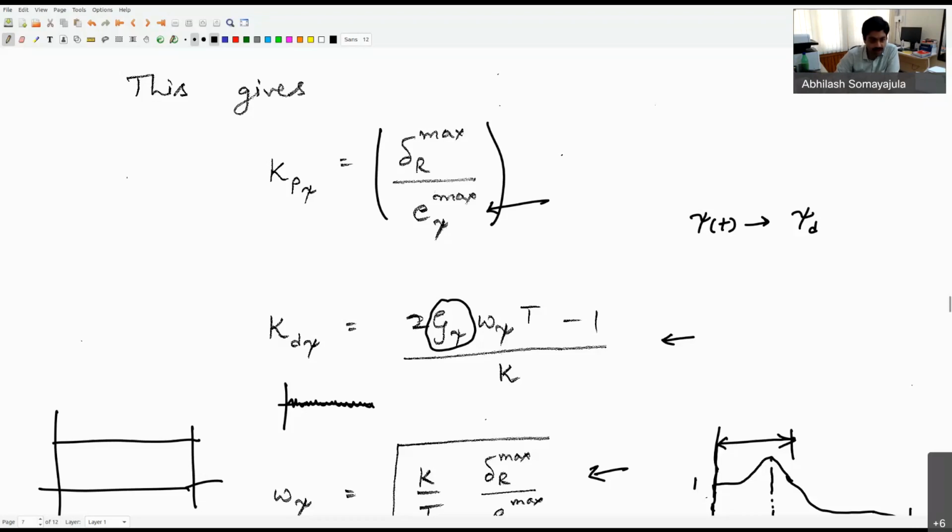Okay. So what we have seen here does not involve any successive loop closure. We have simply taken a control system, decided where its poles should be, and we have made it track the heading angle.